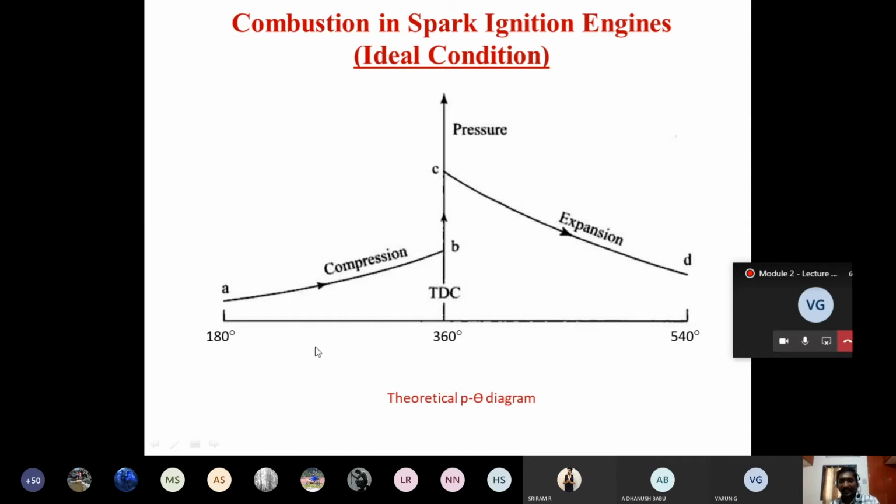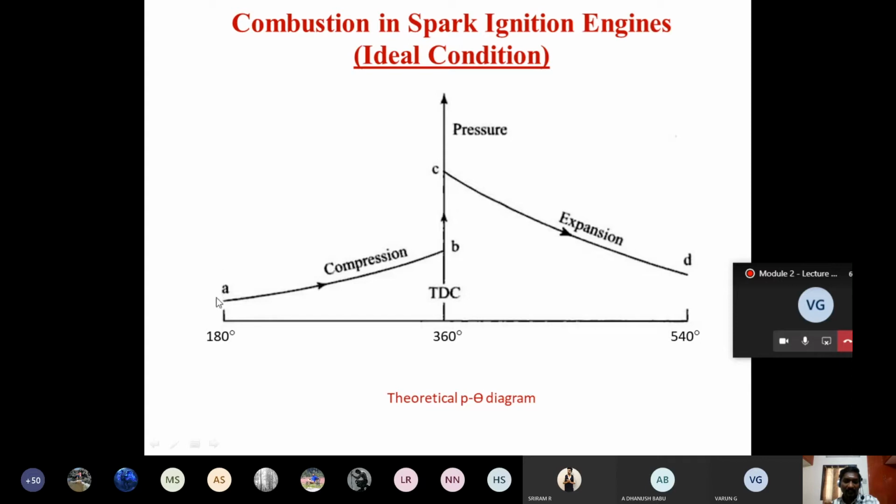The x-axis is the crank angle turn. The y-axis is the engine cylinder pressure. So the cylinder pressure is given on the y-axis, whereas on the x-axis we have the crank angle turn. So what is point A? Point A is the beginning of compression. Here I have represented the second stroke in a 4-stroke engine. The second stroke is the compression stroke, where the angle turned is 180 to 360.